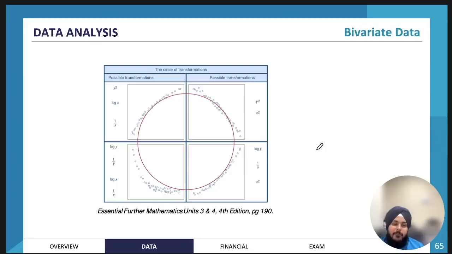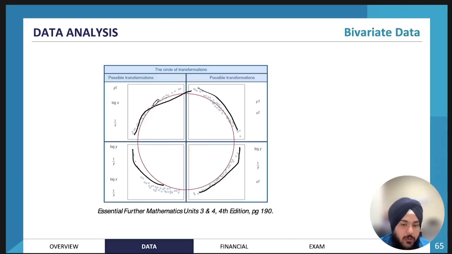If there turns out to be a pattern, we might look at the original graph and try to determine what the distribution might be. Is it curved like this? Is it curved like this? Is it curved like this? Or is it curved like this? Once we have determined which one of these the graph looks like, and this is called a circle of transformations, which all of you should have in your data book, we can determine which transformation to use.